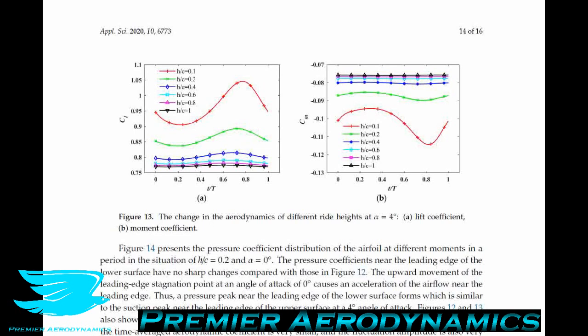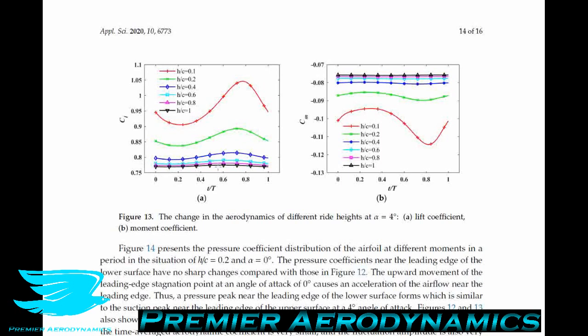So figure 13 shows the lift and moment coefficients for different ride heights and an angle of attack of 4 degrees. The ride heights change from 10% of the chord away from the ground to 100% of the chord away from the ground. And as expected from other ground effect research, which we did a podcast on quite a long time ago, as the ride height increases, the ground effect reduces. What's more, the waviness in the lift and moment coefficients introduced by the wavy ground also reduces.